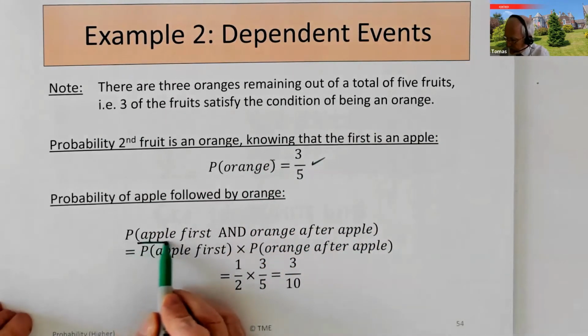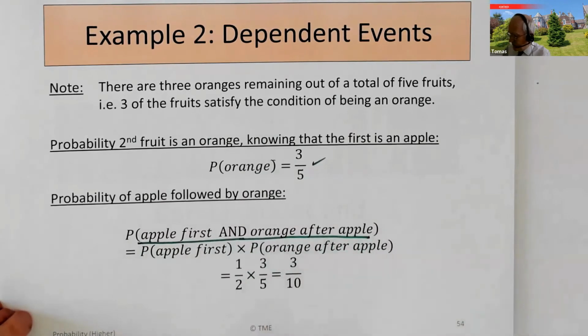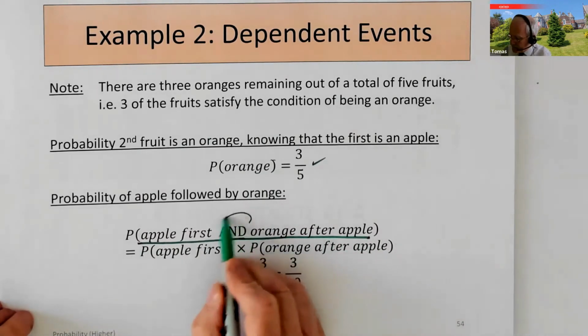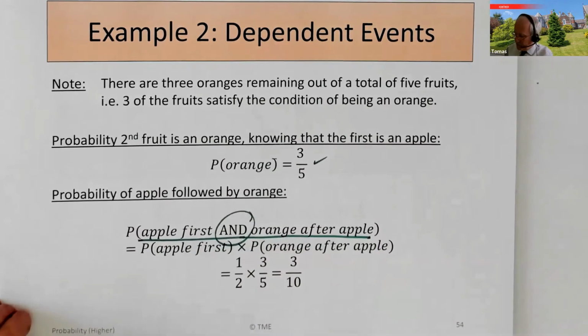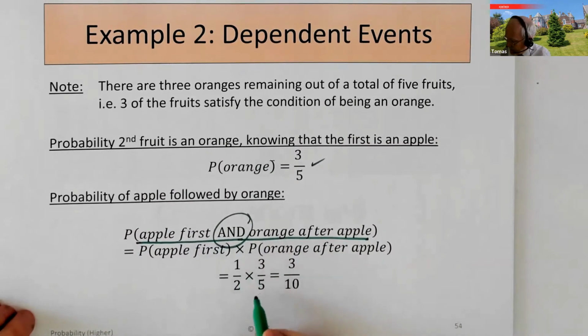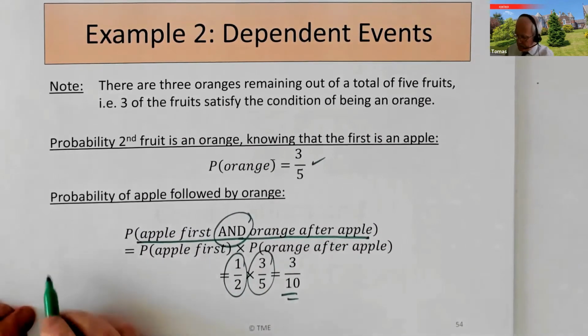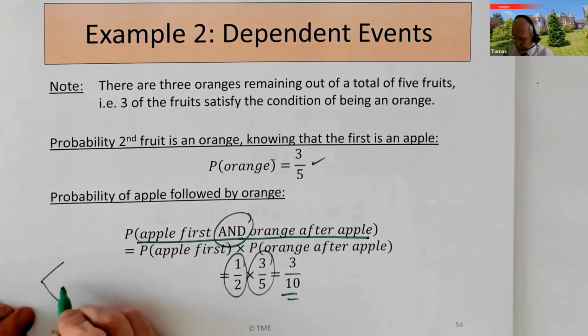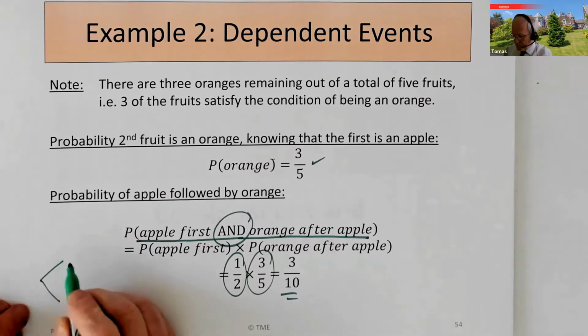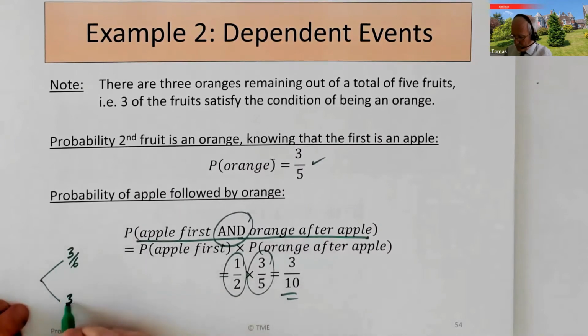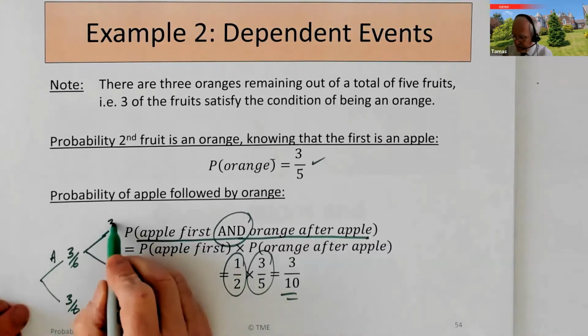What's the probability of an apple first and an orange after the apple? This makes life more difficult. So the probability of the apple first is 1 over 2 times 3 over 5, which is 3 over 10. We picked the apple first, and at that stage the probabilities changed because we had 3 left for the orange.